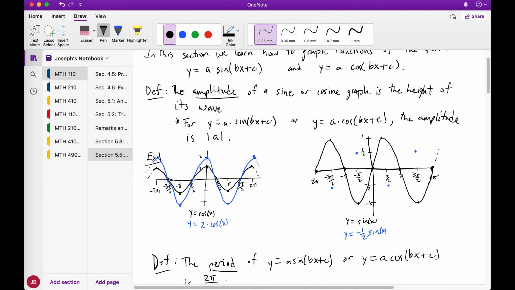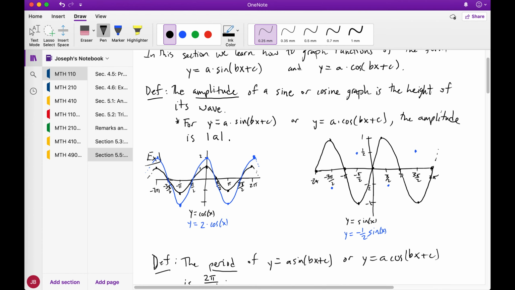The first of which is we're going to need to know what the amplitude of a sine or cosine graph is. And quite simply, it's just the height of the wave. So if we look here at, let's say, y equals cosine x versus y equals 2 cosine x, in black we have the graph of cosine x. So we saw that at the end of the last video. And here's the graph of 2 cosine x. So you see that its wave is 2 units high from its sort of center line. Whereas the cosine, there's technically a 1 in front of there. The height of its wave is just 1.